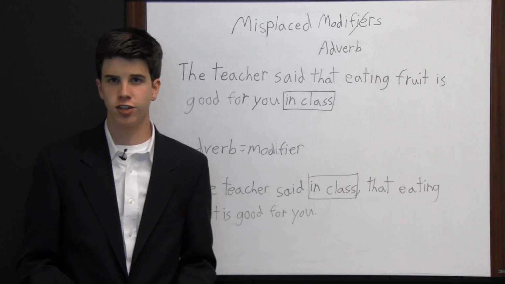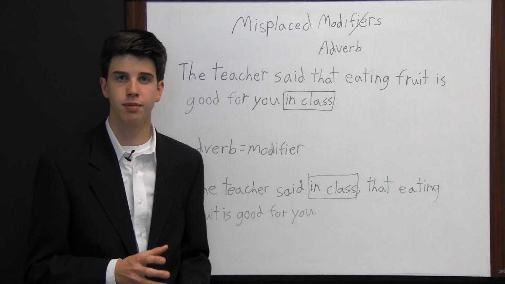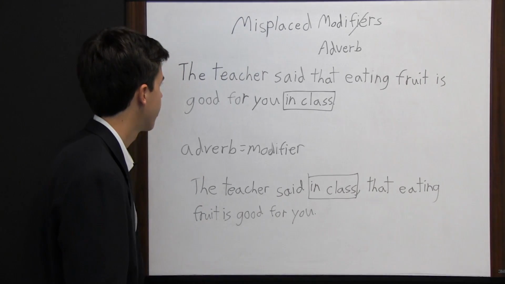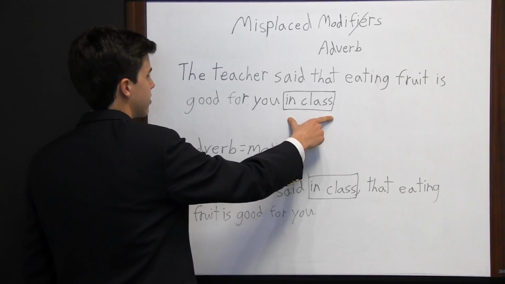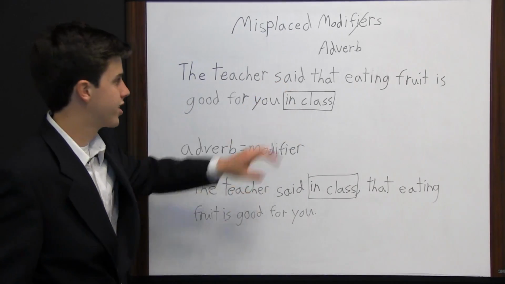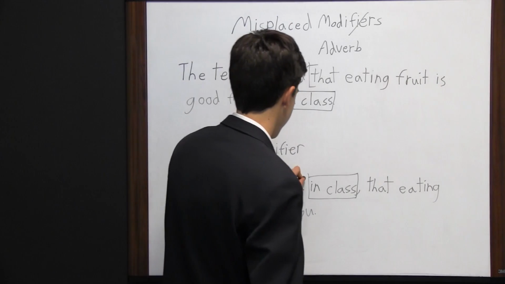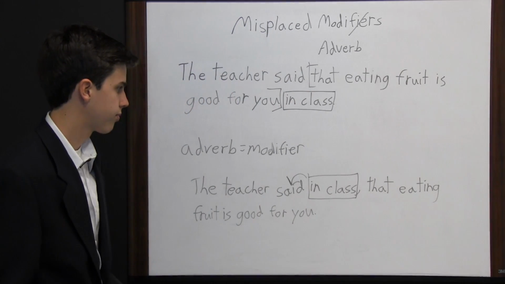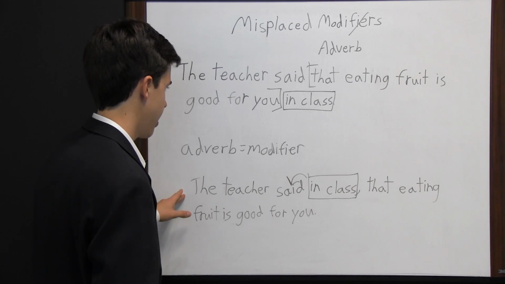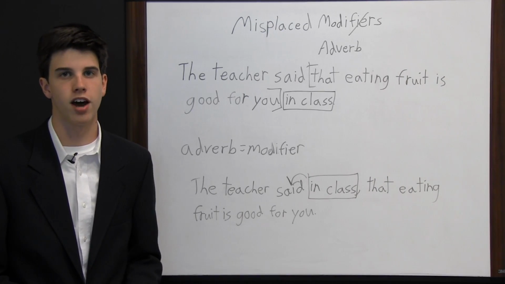So whenever you are writing, make sure that you put the adverb or the adverb clause or the adverbial phrase, whatever word or group of words that's modifying something in a sentence, very close to what it is modifying. Make sure the modifier is close to the modified. So right here, in class is the modifier, but it's modifying the verb said. But look how far away it is from the verb said. All these words are in between it and the word it's modifying. But when you put the adverb right next to the word that it's modifying, it makes it so much simpler for the reader to understand. Now the sentence can be read correctly and understood correctly. The teacher said in class that eating fruit is good for you. So remember, when you're writing, make sure that you don't misplace the modifier.